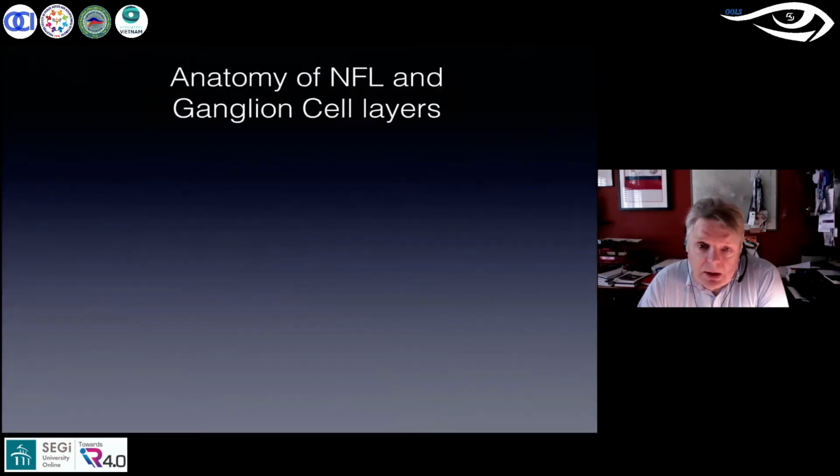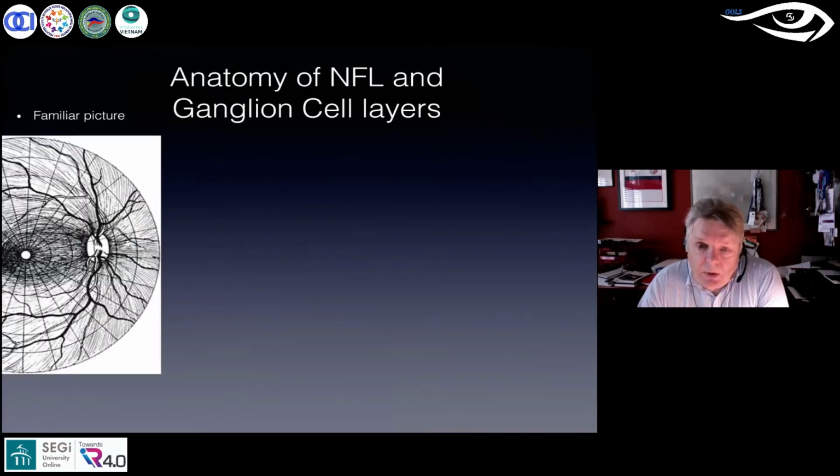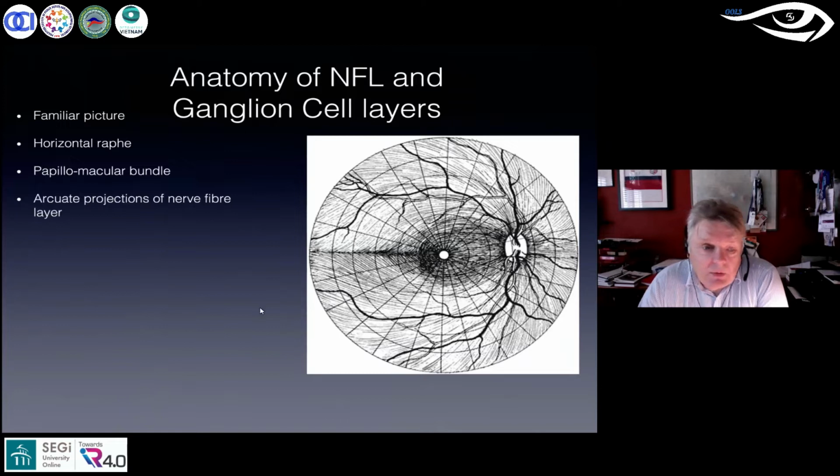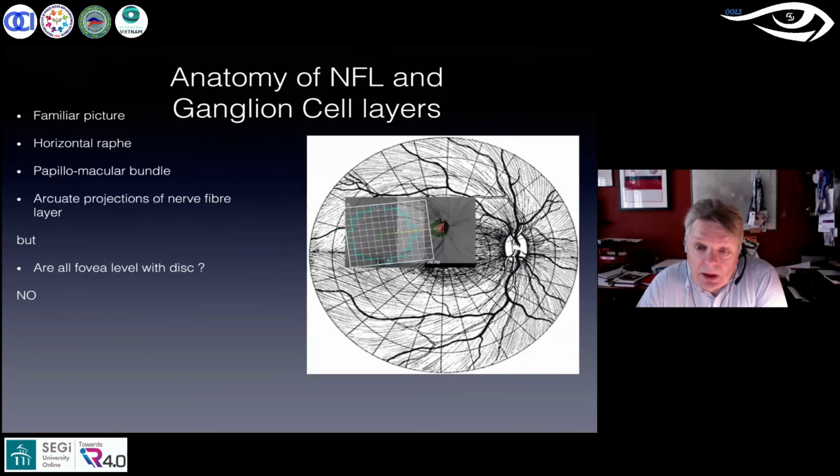So thinking about the anatomy, we're all familiar with this picture that is stylized out of many textbooks showing the horizontal raphe, showing the papillomacular bundle and the arcuate projections of the nerve fiber layer. But we have to ask a question. Are all the foveas level with the optic disc? And is the horizontal raphe truly horizontal? The simple answer is no, the fovea is not always level with the disc.